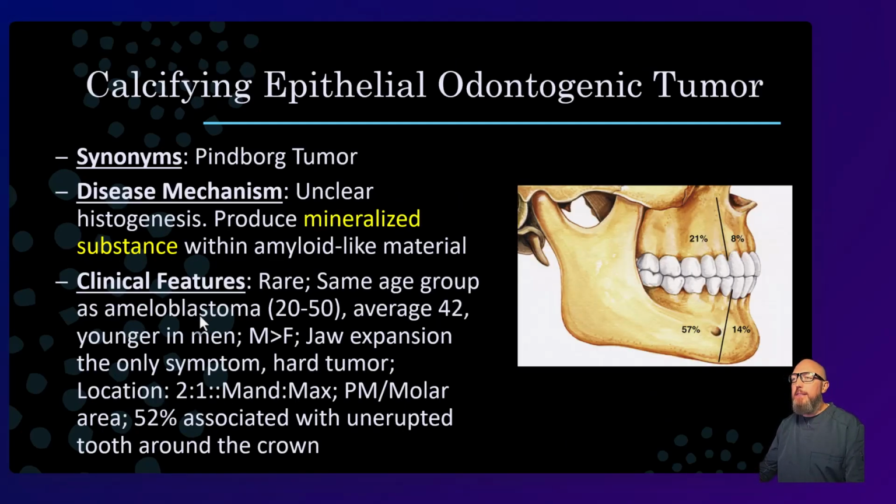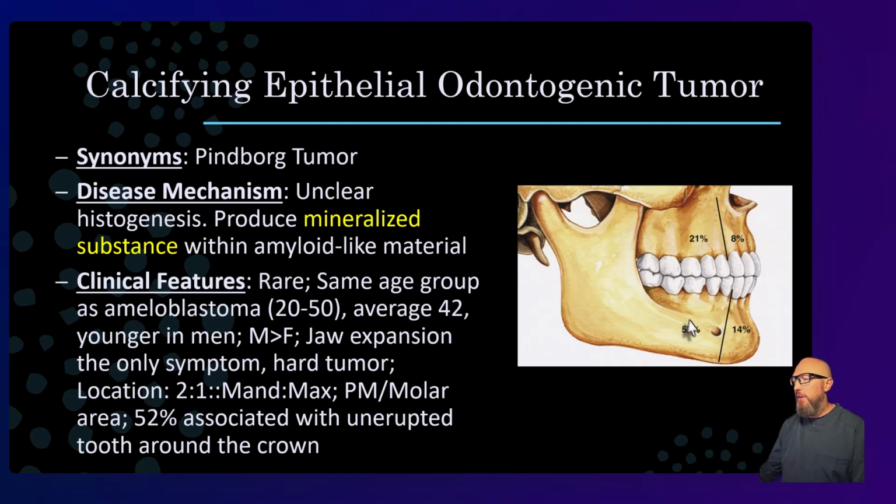All right, next is the calcifying epithelial odontogenic tumor, or CEOT. In some books, especially older text, you'll see pindborg tumor a lot. I don't use that a lot, the same way I don't lean on Gorlin cyst, eponym. Just like with all of these lesions, this can produce a mineralized substance.